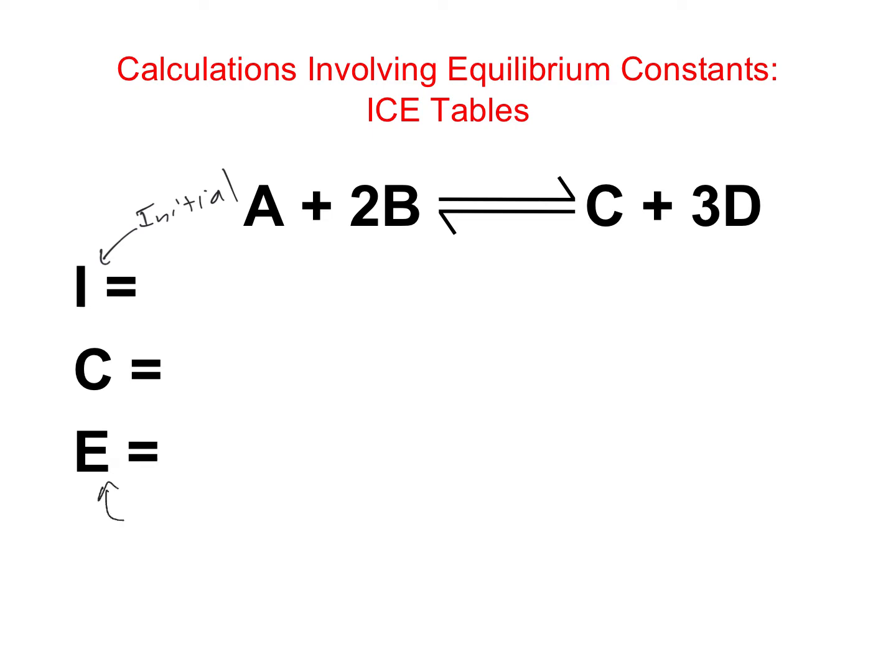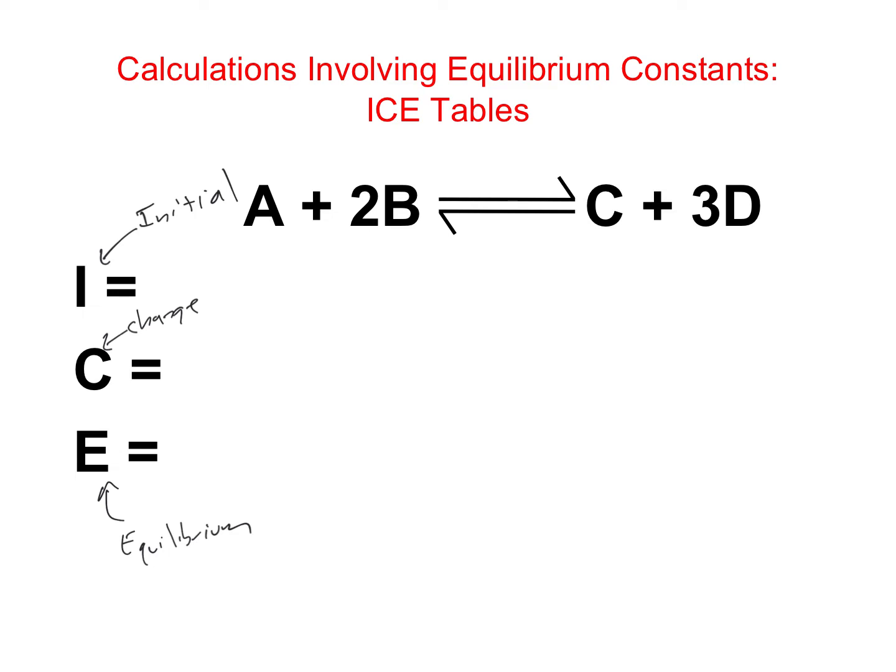The E row in the ICE table stands for equilibrium. And so in the equilibrium row, what we would put are the equilibrium concentrations. And then the C row stands for the change in concentrations. How we get from the initial to the equilibrium concentrations will give us the change.